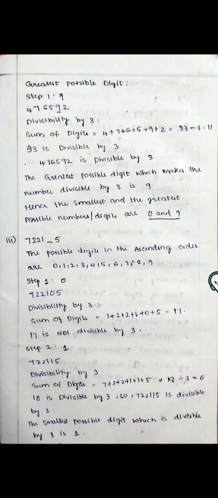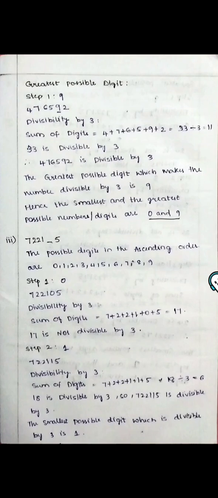That is, 9. Divisibility by 3: the sum of the digits is 4 plus 7 plus 6 plus 5 plus 9 plus 2, which is 33. 33 is divisible by 3. So we can say that this is divisible by 3. The greatest possible digit is 9 and the smallest possible digit is 0. Next bit is 7221, blank space, 5.